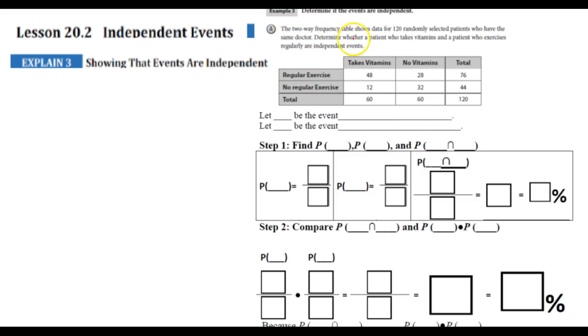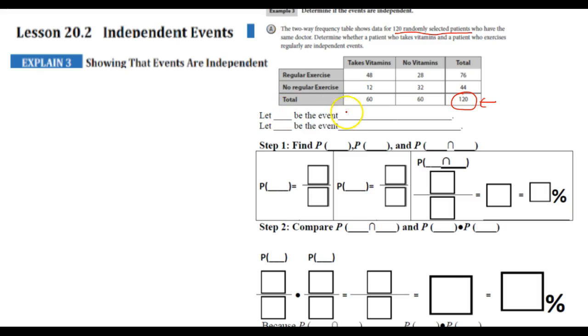So here we're given a two-way frequency table showing 120 selected patients who have the same doctor. Determine whether a patient who takes vitamins and a patient who exercises are independent events. Okay, so they're comparing regular exercise to no exercise and vitamins versus no vitamins, and they took a total of 120 patients. So let's first define our events.